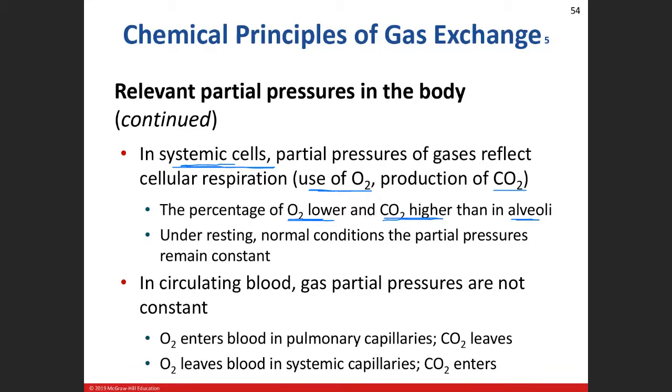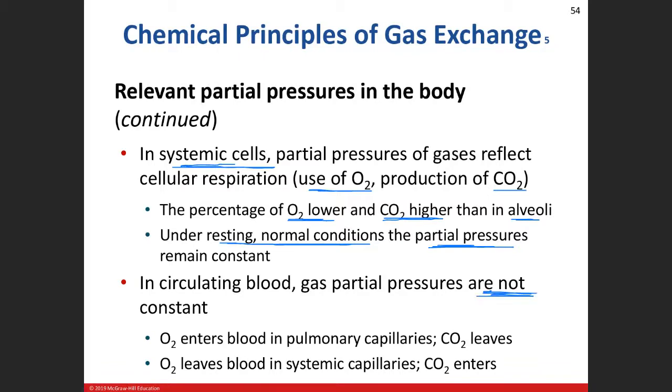And carbon dioxide will be higher than what we see in the alveoli. Well, that makes sense for the carbon dioxide because think about it. It's the cells that are making the carbon dioxide. They're producing a lot of it because they keep using up the oxygen. So again, under normal resting conditions, these pressures will remain constant. So far, the partial pressures of oxygen and carbon dioxide are going to stay constant in the alveoli, and they are going to stay constant in the systemic tissues. So what's the big deal, Dr. Kos?